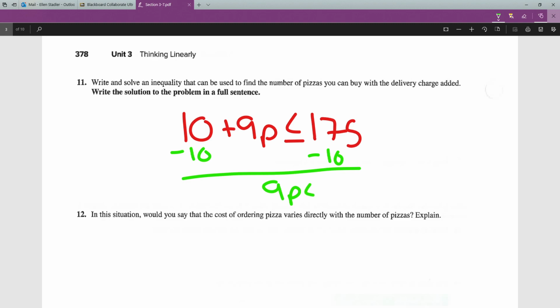9p is less than or equal to 165. What do I do next to solve this? I divide by 9. I'm running out of room. I write too big. P is less than or equal to what? Use your calculator to take 165 divided by 9, and we get 18.3.